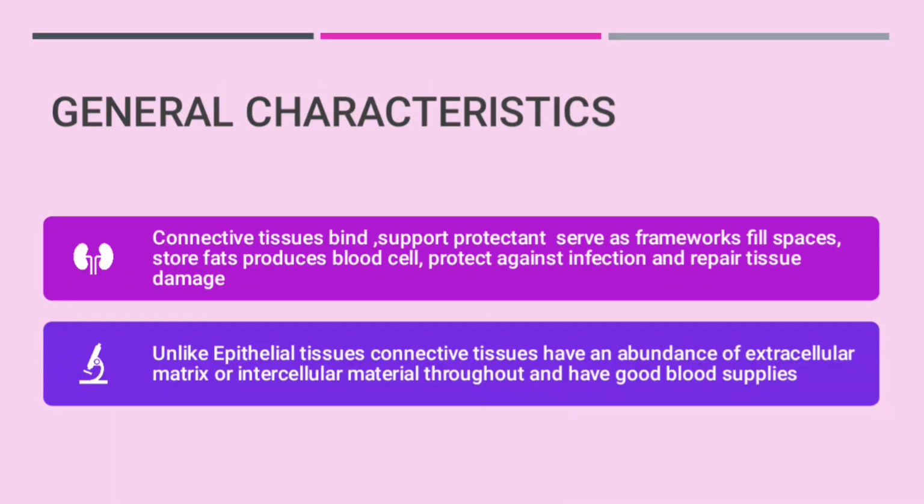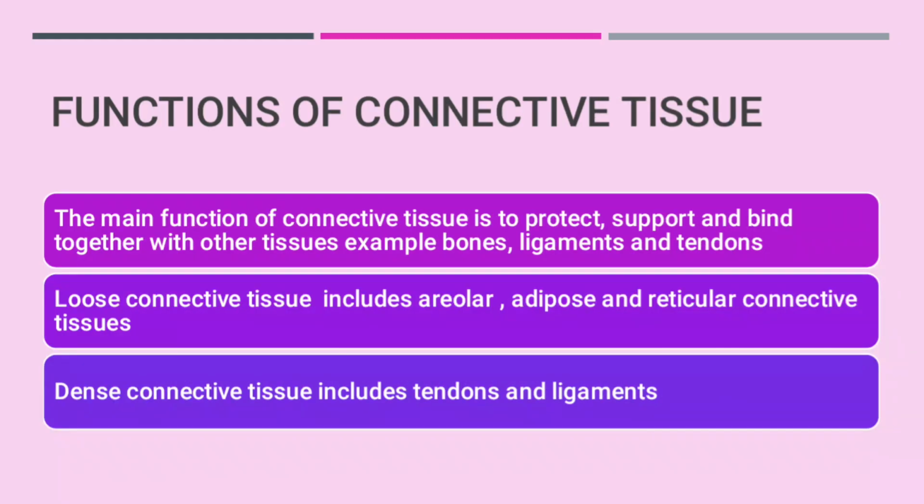General characteristics of connective tissue: connective tissue binds, supports, protects and serves as a framework, as well as fills spaces, stores fats, produces blood cells, protects against infection and repairs tissue damage. Unlike epithelial tissue, connective tissues have an abundance of extracellular matrix or intercellular material throughout and have a good blood supply.